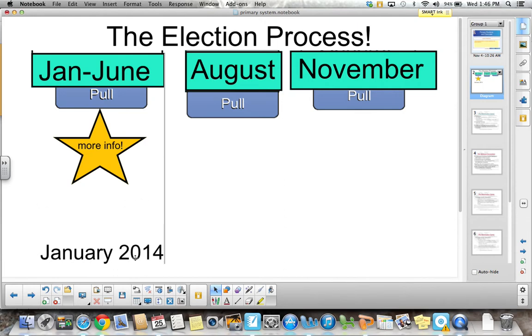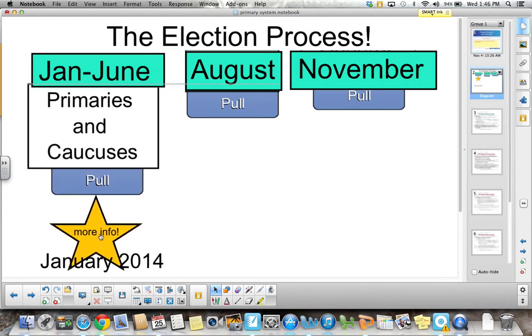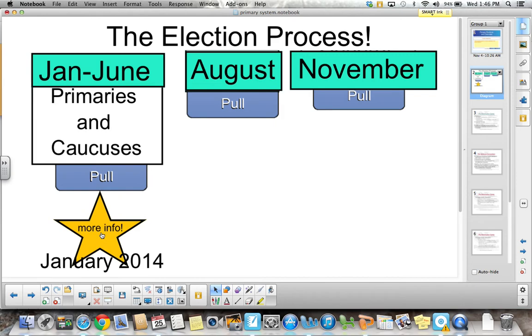Well, what is the primary process? What's happening January through June? It's something called a primary and a caucus. These are nomination elections. They start as early as January during presidential election years only, and hopefully we know that presidential election years happen every 4 years. So the primaries and the caucuses happen, generally, through the spring and the summer of an even-numbered year.